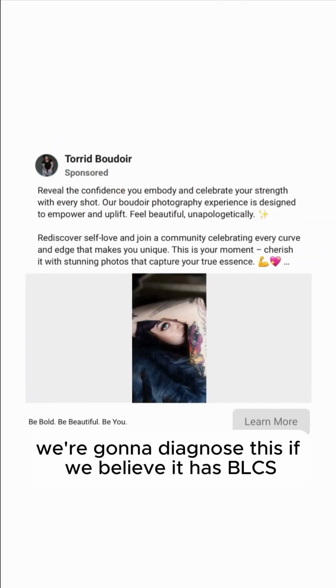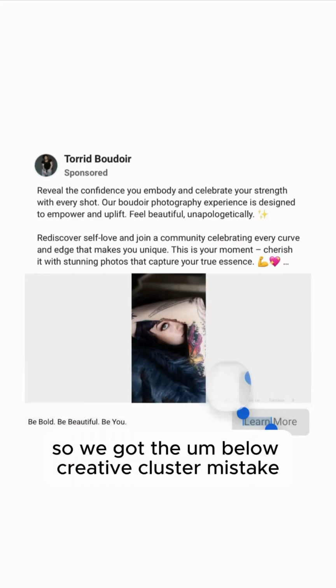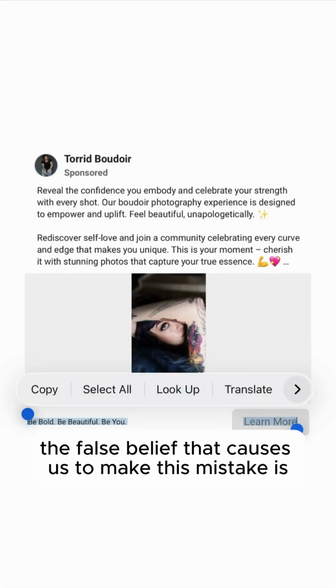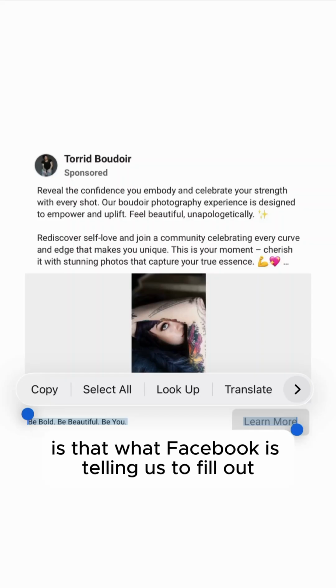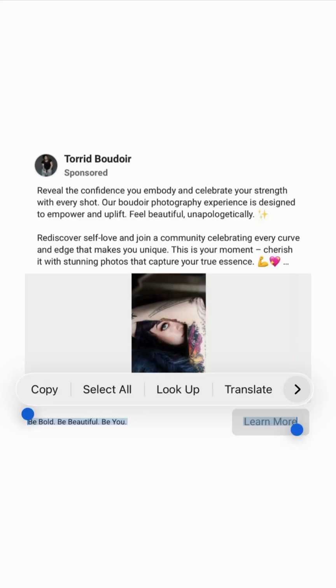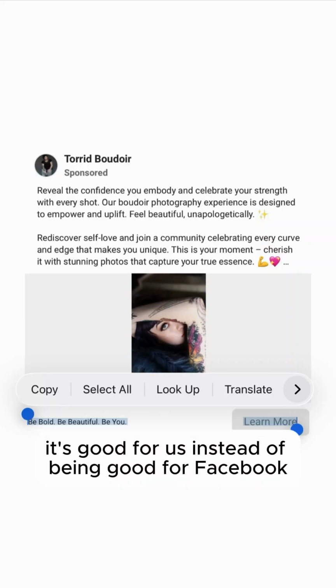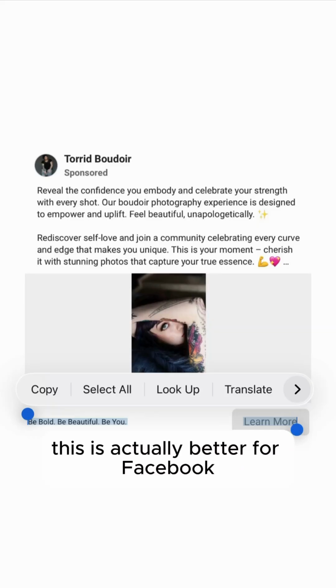All right, now we're gonna diagnose this if we believe it has BLCS, aka Boudoir low click syndrome. So we've got the below creative cluster mistake. The false belief that caused us to make this mistake is we're trusting that what Facebook is telling us to fill out is actually what we should fill out, and that it's best for us, or good for us, instead of being good for Facebook. And what actually happens is this is better for Facebook. So it's worse for us.